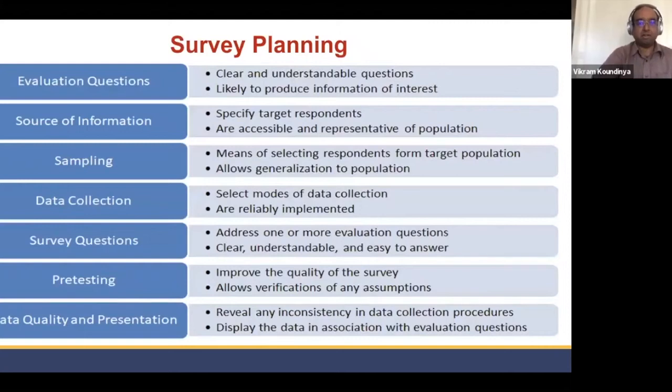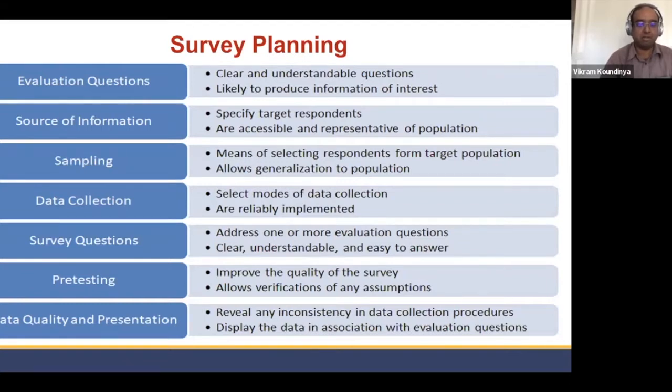So before we get into the details of some best practices, these are the overall steps of survey planning. You start off with what questions you have to evaluate, and you think about the sources of information. Then comes how you select your sample. Then the data collection methods that we talked about in last week's training.